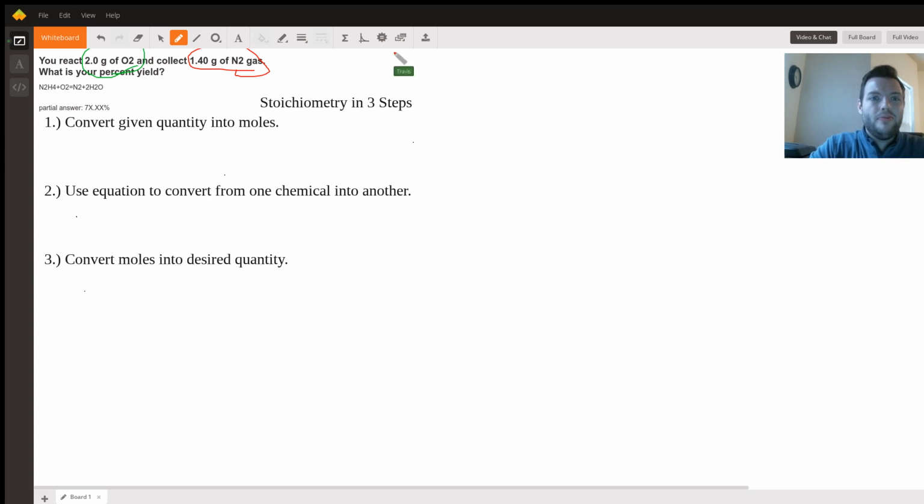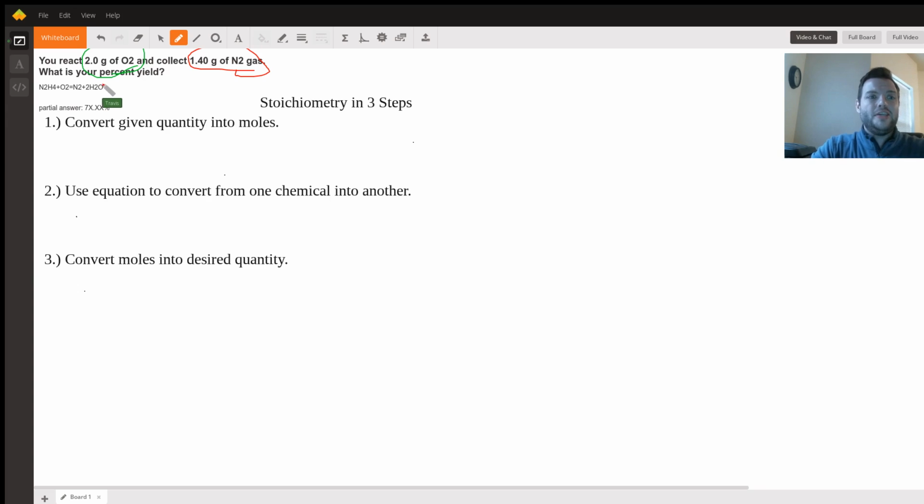Looking at the problem that's been provided to us, this right here is what's known as a stoichiometry problem. And stoichiometry is just a big fancy chemistry word for cooking with chemistry. That's exactly what it is. And just like in cooking, it's kind of best to have a recipe. And so that's been provided here for us.